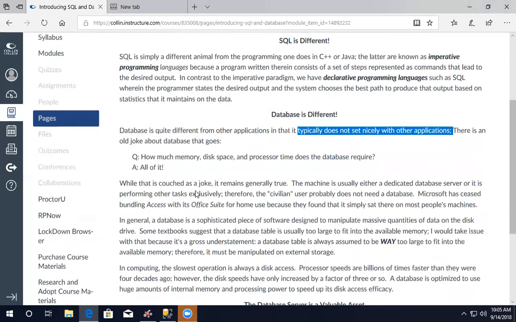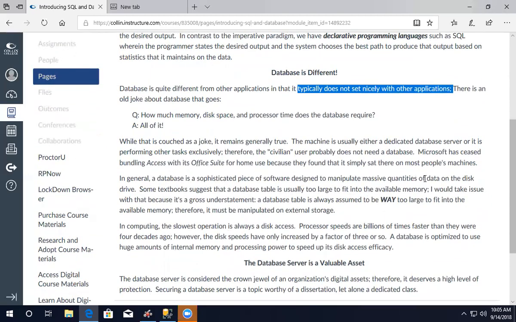Database is a sophisticated piece of software that manipulates massive quantities of data on the disk. A database table is considered to be too big to fit into memory. One of these can easily be gigabytes. Now, the ones that we're going to be using aren't anywhere near that big. They're little bitty 100-row tables or so, and we don't need to worry about it. But a database is designed to do input-output from the disk. It is not designed to manipulate memory. Most of the time it's too big.